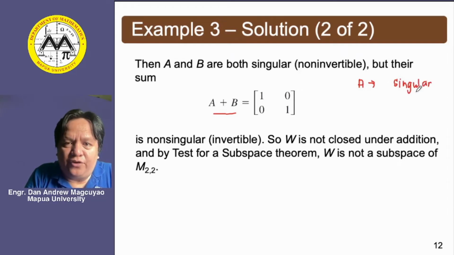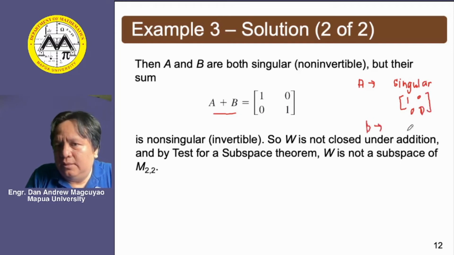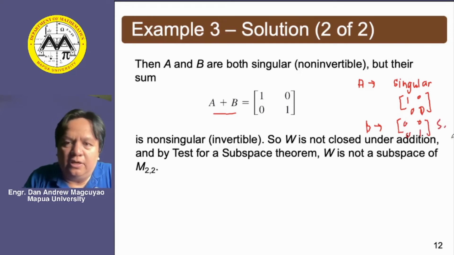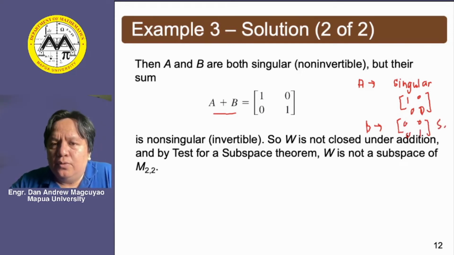There's no inverse for A because it is 1, 0, 0, 0, while B is 0, 0, 0, 1. So it is also singular. But take note that their sum, 1, 0, 0, 1, is invertible.